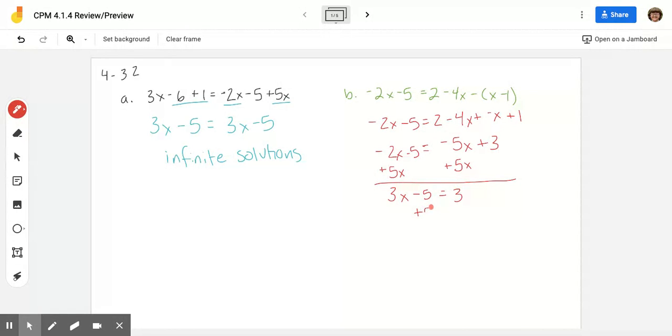I'm going to add 5 to both sides. To make this 0, I have to keep the equation equal. So I have 3x equals 8. So x equals 8 divided by 3. So sorry, I skipped a step. Divide both sides by 3. Or you can put that into a mixed number. That would be 2 and 2/3.